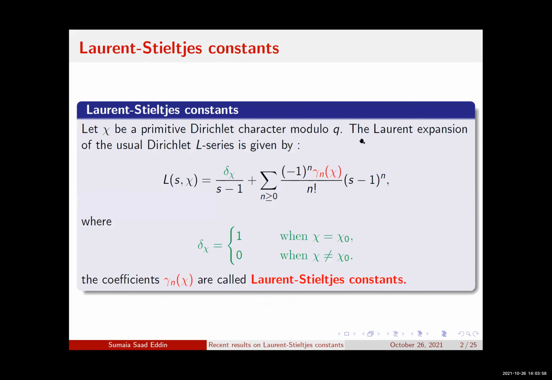So first, the question in my presentation is: what are Stieltjes constants? They appear in the Laurent expansion of the Dirichlet L-series at s equals 1. In this expansion, we should distinguish two cases. The first case is when the Dirichlet character is principal, modulo 1, so delta chi here is equal to 1. Otherwise, it should be 0, so we don't have this term in s when chi is not a principal character.